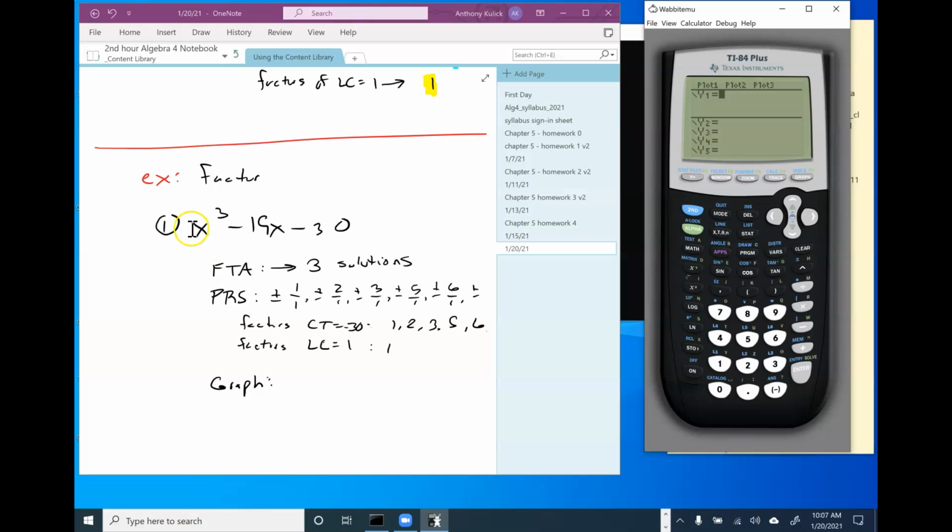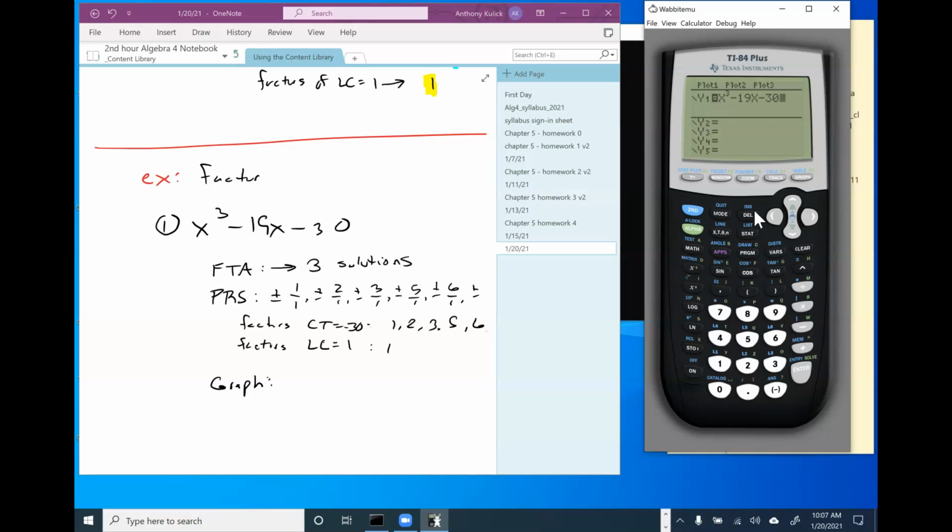Now I'm going to type in the polynomial that I'm trying to factor exactly as it's written on my sheet of paper. So I have x to the third minus 19x minus 30.